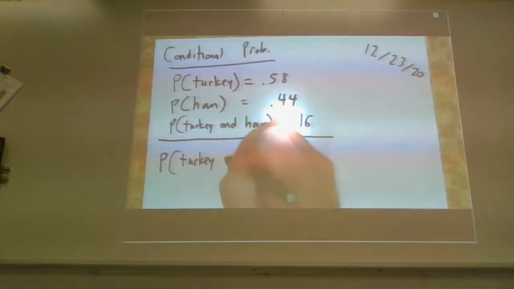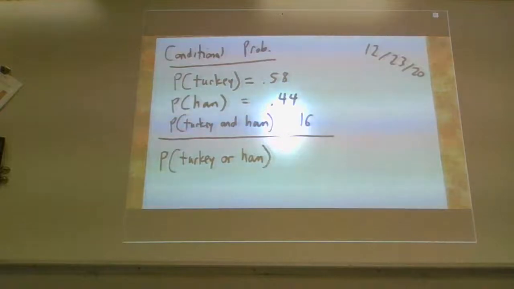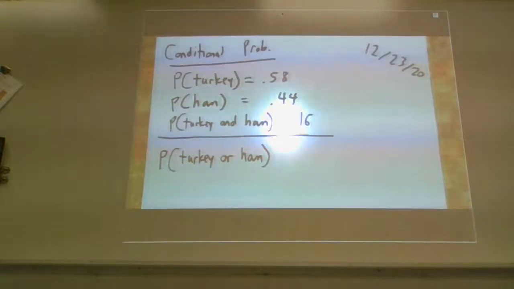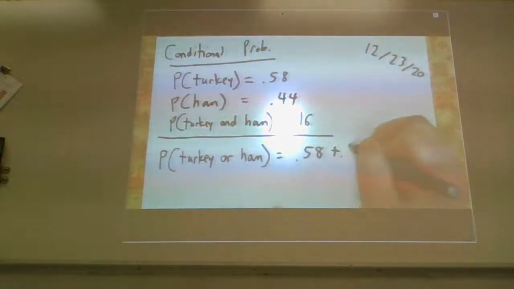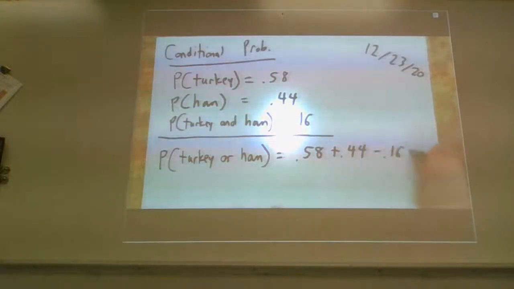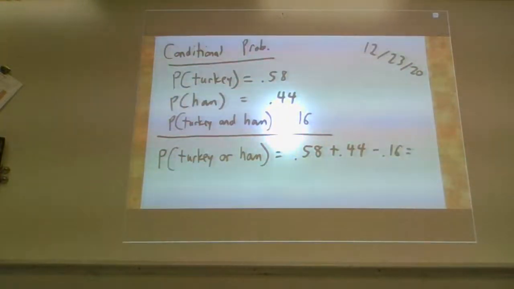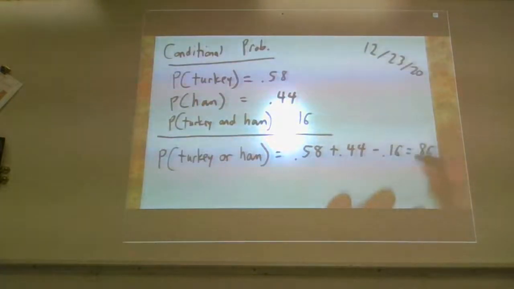First, let me find the probability of eating turkey or ham. Now, this is a formula that I gave you. Finding the probability of events A or B comes down to the probability of A plus the probability of B minus the probability of A and B. Let's just see. 0.86, I should say.